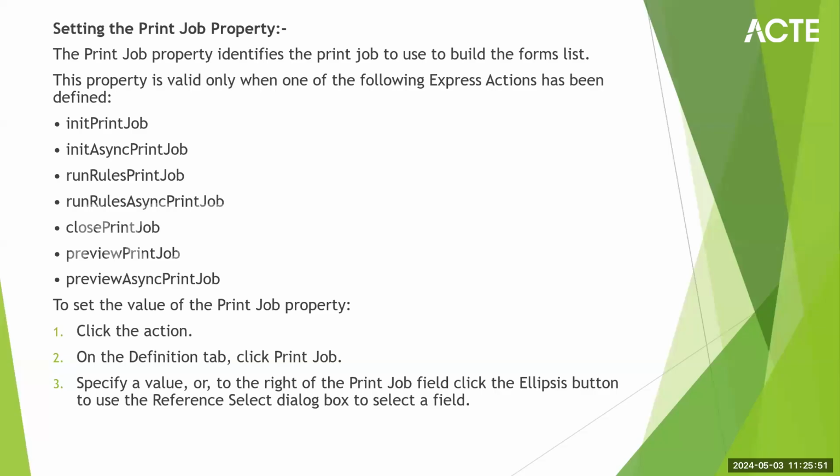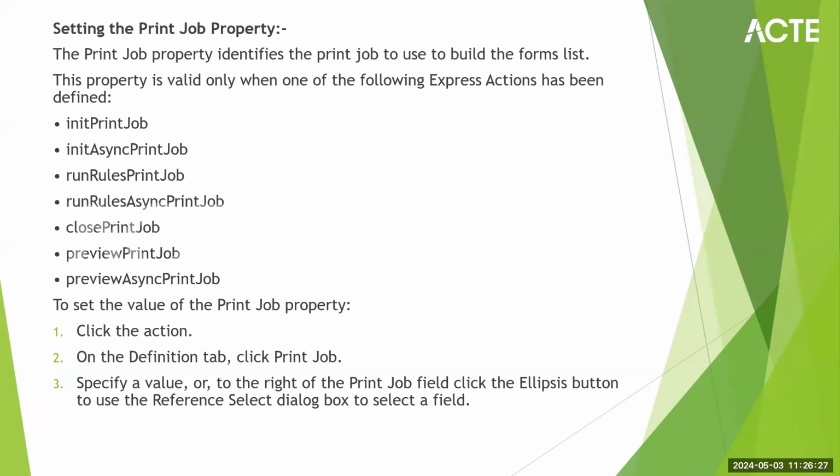Setting the print job property. The print job property identifies the print job to use to build the form list. The property is valid only when one of the following express actions has been defined.